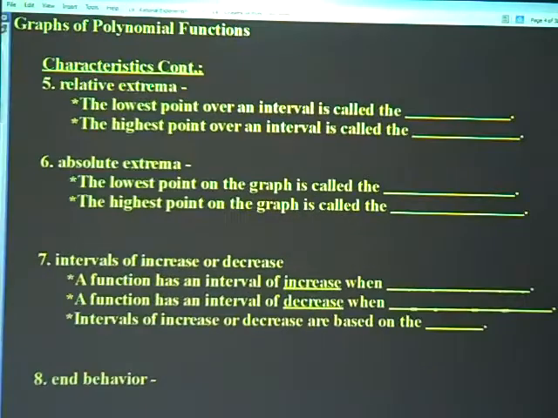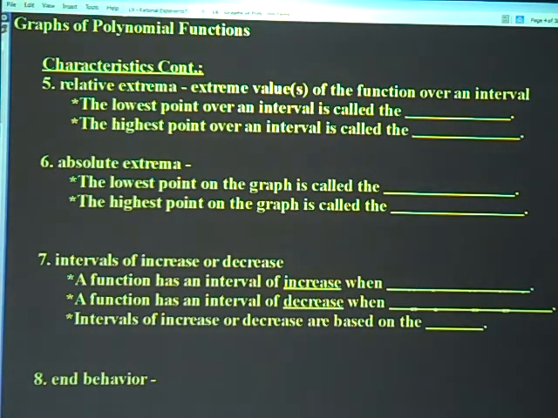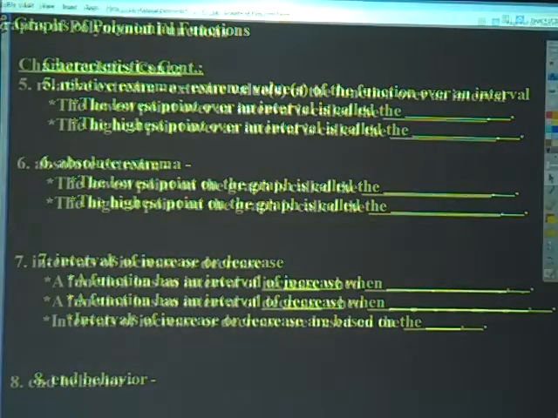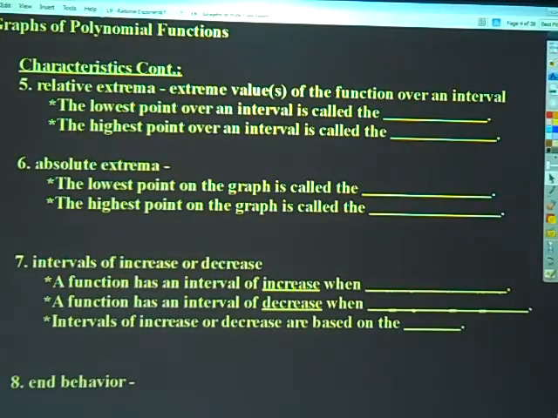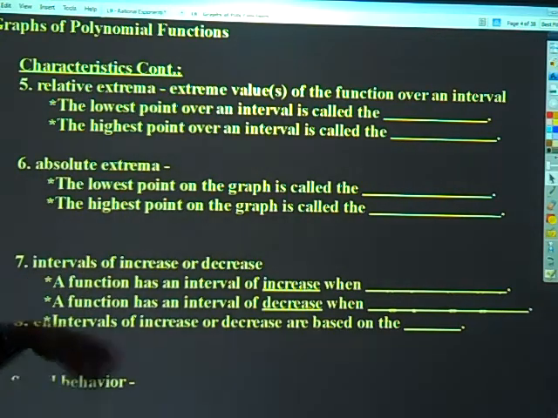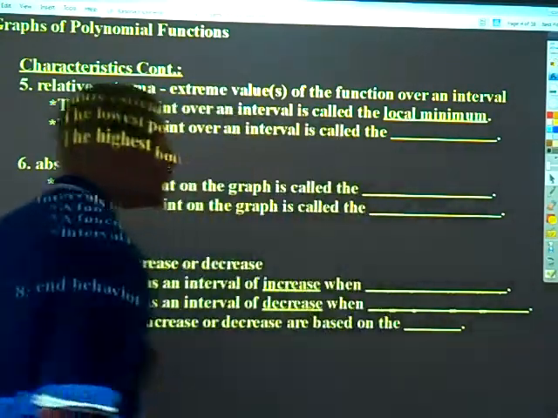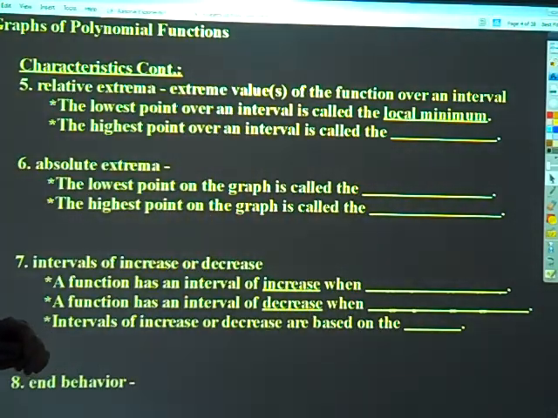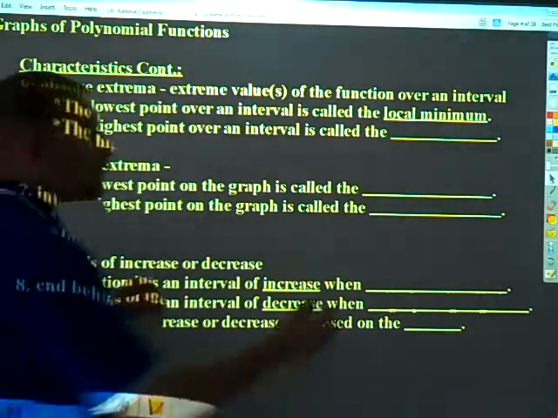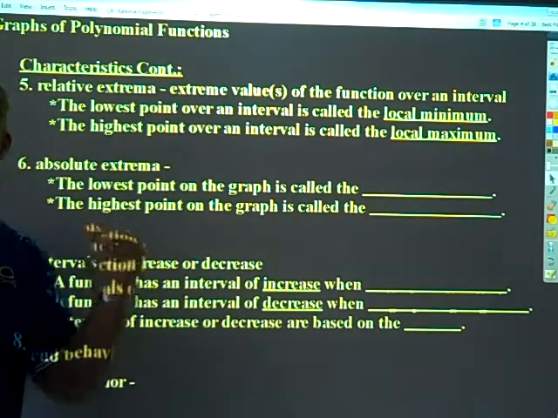We will continue on with the characteristics to the relative extrema. The relative extrema are just extreme values of the function over an interval. The lowest point of an interval is called the local minimum, and the highest point over an interval is called the local maximum. We'll talk more about these in just a minute when we start looking at some of the graphs.